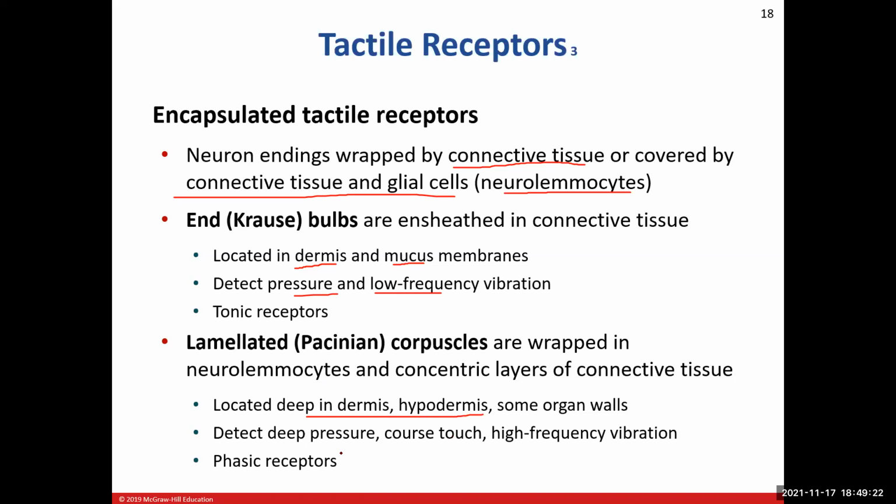So the deeper you are in your skin, how I always remembered it, if the receptor was down pretty deep in the lower layers there, it was going to detect deep pressure. And if the receptor was closer to the surface of the skin, it would be more like light touch, and sometimes we describe it as discriminative touch. So when we're talking about the Pacinian corpuscles, because they're deep in the dermis, it's going to be deep pressure, coarse touch, and high frequency vibration.